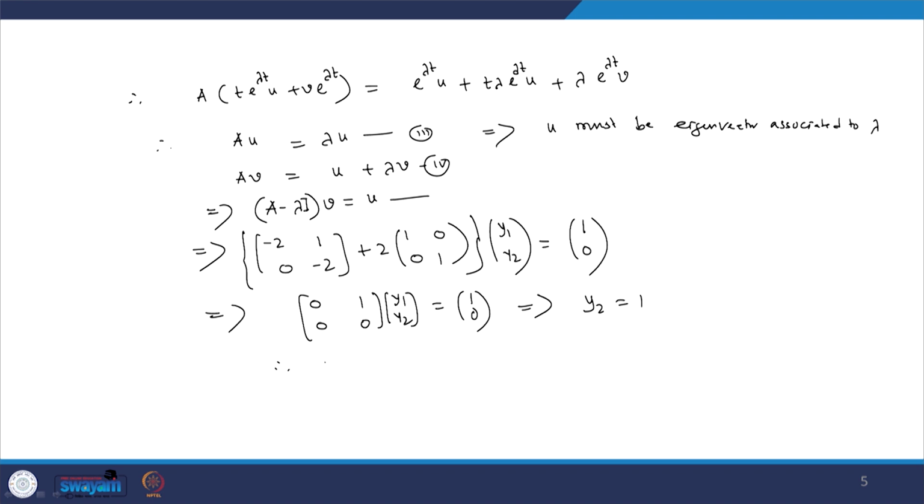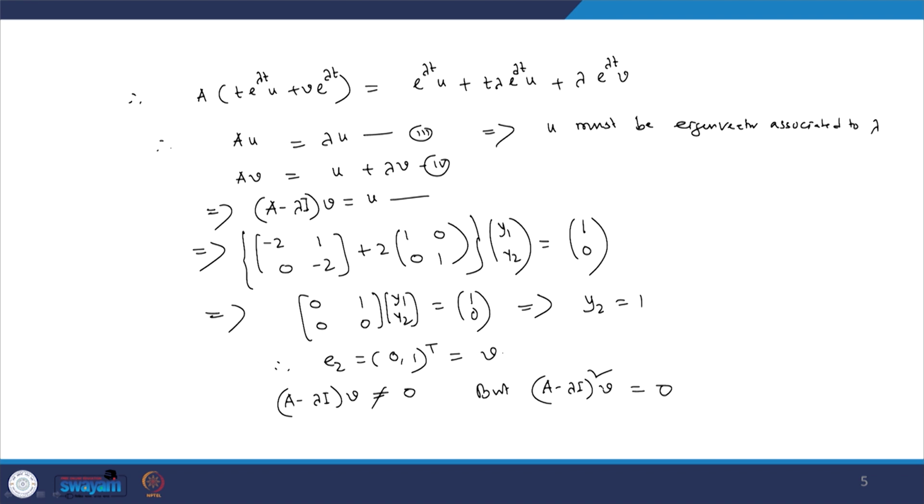So, I can consider e2 equal to (0, 1) transpose, which is equal to v please. Then I am getting v is also linearly independent of u please. I am getting two linearly independent vectors u and v, and we see that (A minus lambda I) operating on v is not equal to 0, because that is equal to u, which is not equal to 0, but (A minus lambda I) whole square operating on v equal to 0.